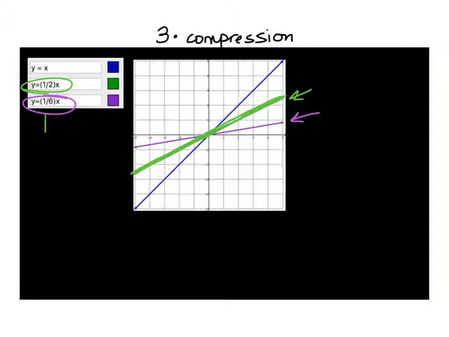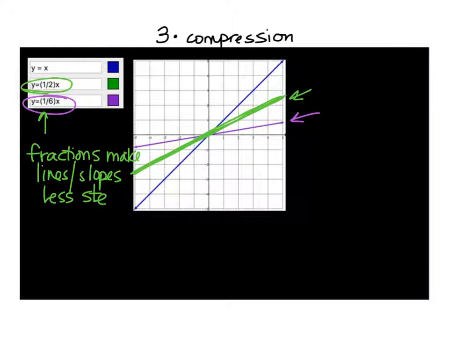So notice these are not whole numbers anymore, they're fractions. So the thing that you may want to make a note of is that fractions make lines and slopes less steep. That's why we call it a compression, because you're kind of squishing the line down. So think about it like squishing instead of stretching to make it larger. And when you do 1/6, it's going to get even smaller because 1/6 is a smaller fraction than 1/2, right? You're choosing fewer pieces if you want to think about fractions as pizza, okay?